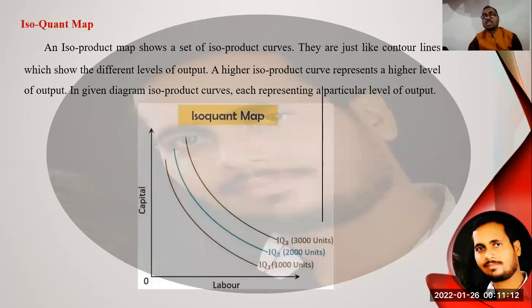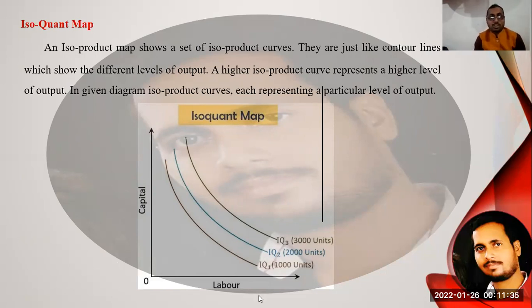An IsoQuant map shows a set of iso-production curves. There are contour lines which show different levels of output. Higher iso-product curves represent a higher level of output. In the given diagram, each iso-product curve represents a particular level of output.